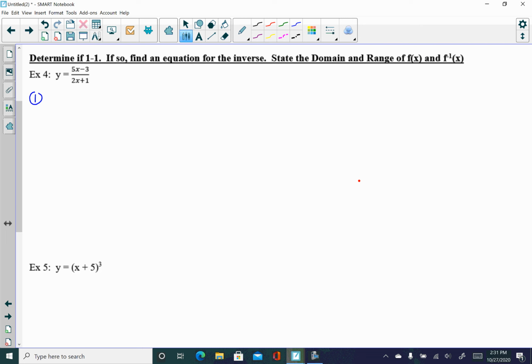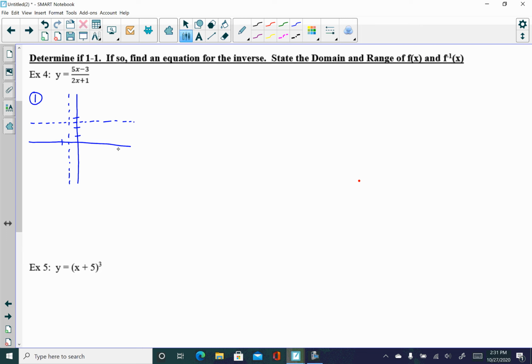So in order to determine if it's one-to-one, you want to take a moment, put it in your calculator, and get a rough sketch for yourself. You should see that you have a vertical asymptote there at negative 1/2. We've got a horizontal asymptote at 5/2, which is 2.5.